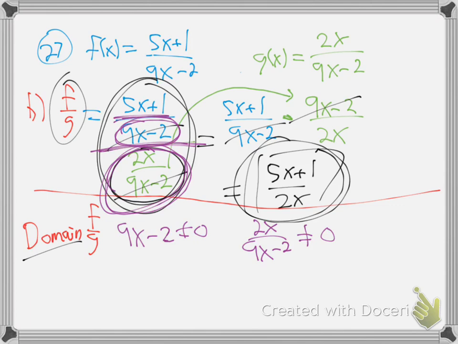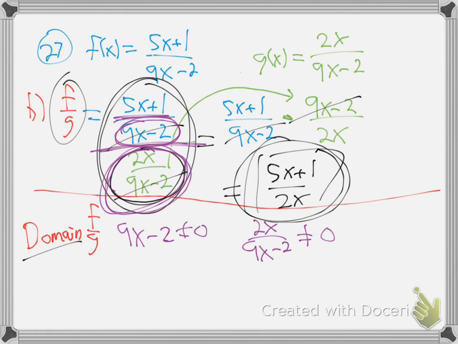Does that make sense? If we had only looked at the final cleaned up, we would have only done the 2x. We would have never seen the other denominator because it vanished in the cleanup. Is that making sense? We set both of them not equal to 0 because they're both under bars. They're both denominators, aren't they?